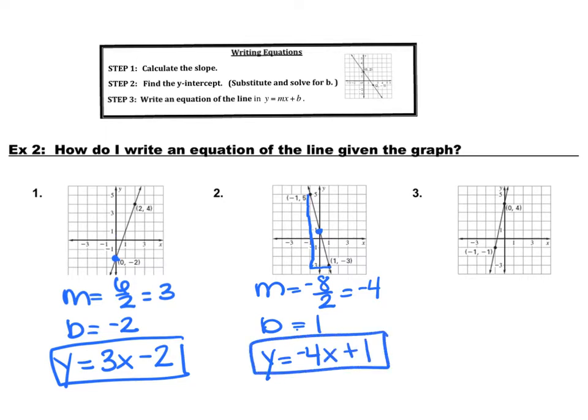And one more. So we're going to find the slope and our y-intercept. And again, let's count. We're going to go up 1, 2, 3, 4, 5. So 5 over 1, which is equal to 5. And our y-intercept looks like it's right there at the 4. So we'll have y is equal to 5x plus 4.